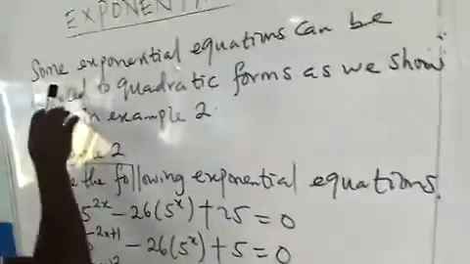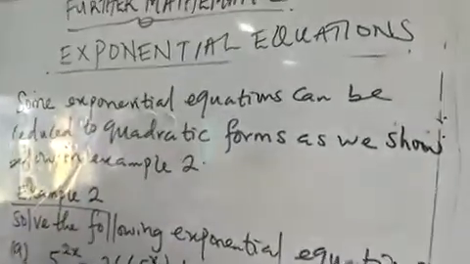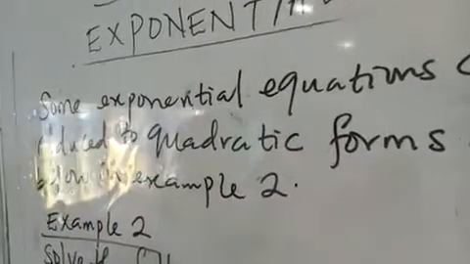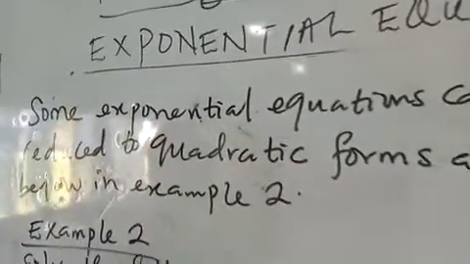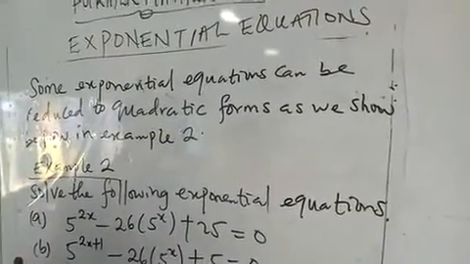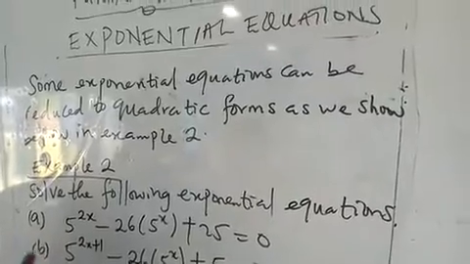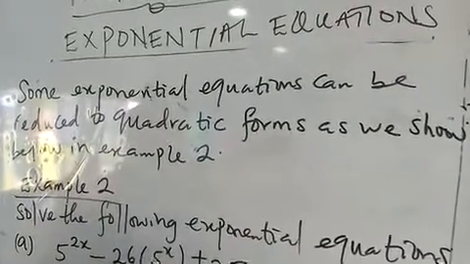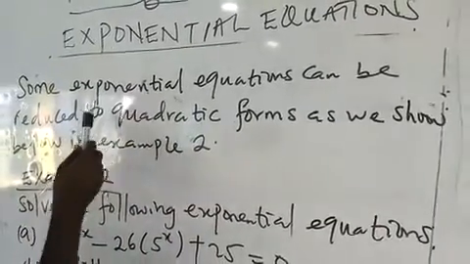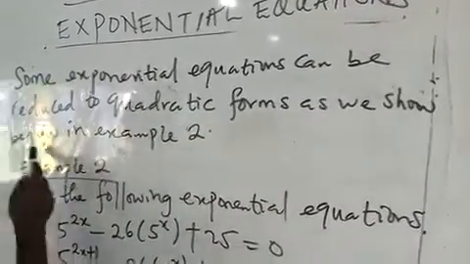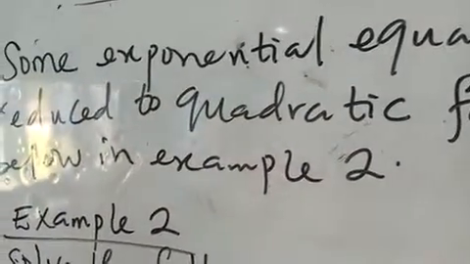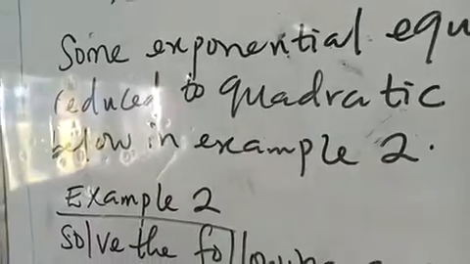Alright, we want to go into another aspect of exponential equation that may be reduced to a quadratic form. When looking at the question, you will know that this is going to end in a quadratic form or equation. Now, some exponential equations can be reduced to quadratic forms, as we show below in example 2. When you see questions like this, you will know that this one will definitely lead to a quadratic equation.